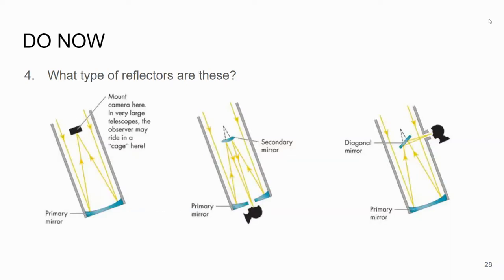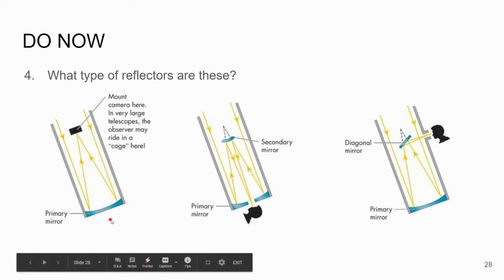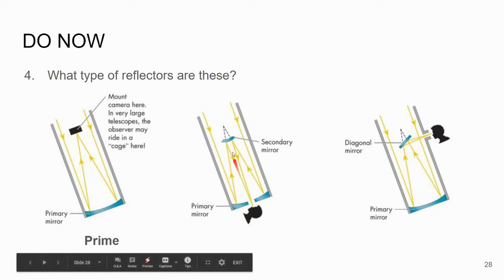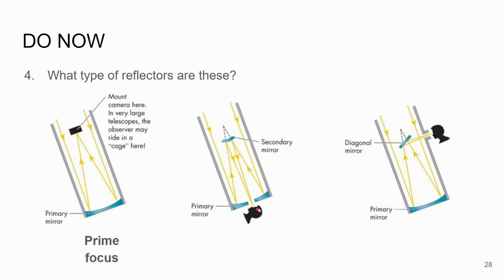So what type of reflectors are these? The one on the left, where the light comes down, hits a primary mirror, and then is imaged right here, is called a prime focus telescope. In the middle type, light comes in, hits the primary mirror, goes up to a secondary mirror, and then is sent down through a donut hole in your primary mirror, and you image it down here. That's called a Cassegrain focus telescope. And this last type, where the light comes in, hits the primary, goes to the secondary, is kicked out the side, and you make your image on the side of the telescope, is a Newtonian focus telescope.